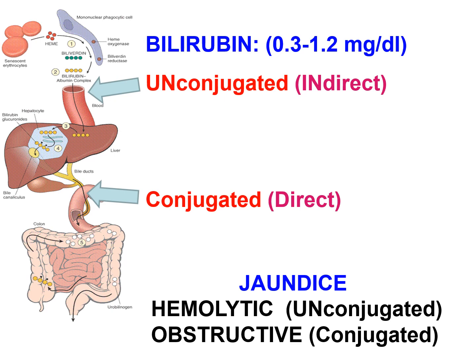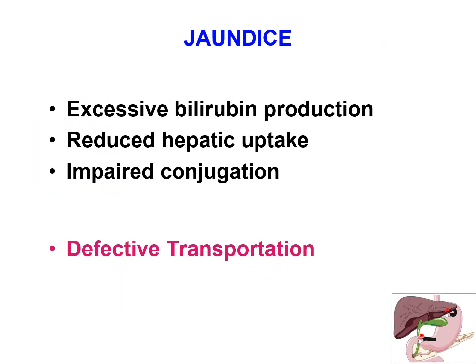So again, just to emphasize that a normal bilirubin level is about 0.3 to 1.2 mg per dL, and unconjugated bilirubin is equivalent to indirect bilirubin, while conjugated bilirubin is your direct bilirubin. So in jaundice, the hemolytic jaundice is from unconjugated, while the obstructive type of jaundice is from conjugated. In general, jaundice is due to excessive bilirubin production, reduced hepatic uptake, or impaired conjugation, and to some extent, defective transportation.